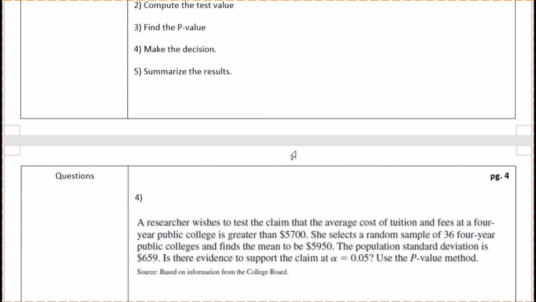Okay, so let's go ahead and show you how this works. A researcher wishes to test the claim that the average cost of tuition and fees at a 4-year public college is greater than $5,700. That's her claim. She selects a random sample of 36 4-year public colleges and finds the mean to be $5,950. The population standard deviation is $659. Is there enough evidence to support the claim at an alpha level of significance of 5%? Use the p-value method. Let's list our variables first.